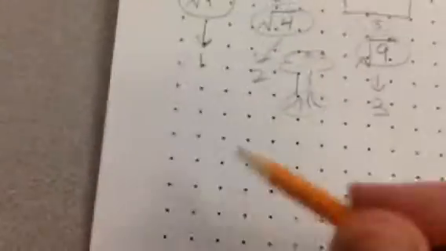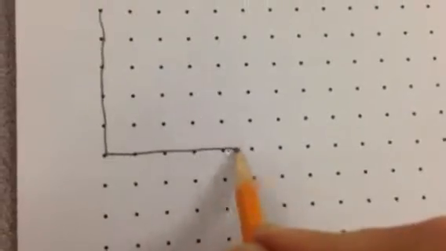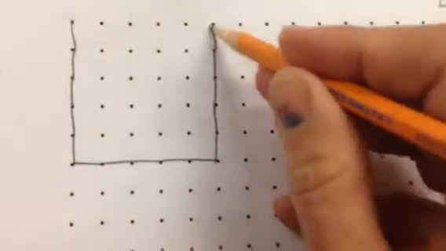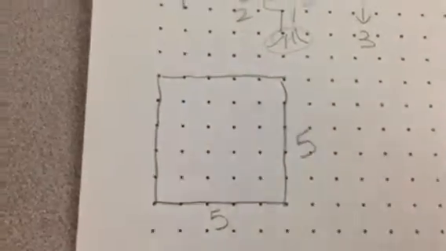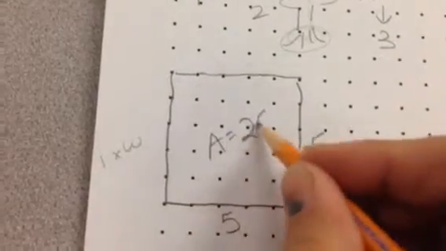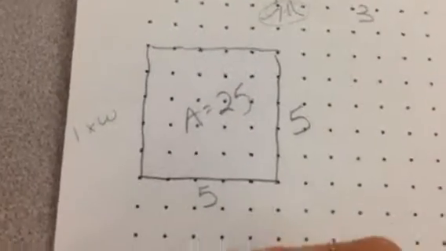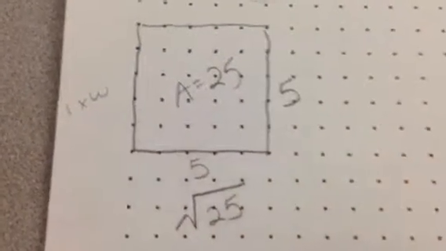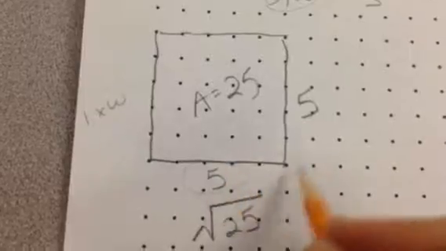I bet if we did a side length of 5, 1, 2, 3, 4, 5. What a pretty perfect square, right? We know the side lengths are 5. We know the area, which would be length times width, would be 25, right? 5 times 5 is 25. I'm going to go ahead and say that 25 is probably a perfect square. And the square root of that is the side length. It built that square.